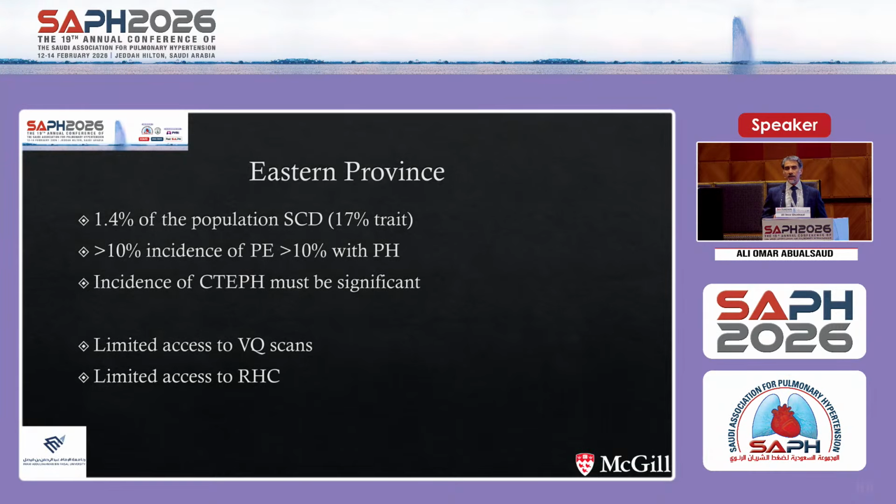So just looking at it from a big picture, 1.4% in the Eastern Province, over 10% incidence of PE, with over 10% PH, the CTEPH incidence must be higher than what we think. Unfortunately, also in that area, we have limited access to VQ scans, limited access to right heart cath.